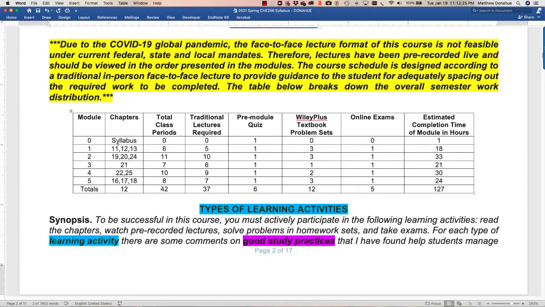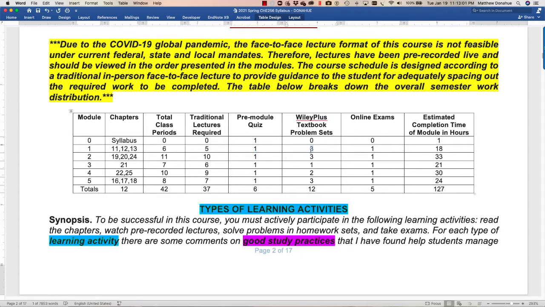So including this module 0, there are 6 total modules. Module 0 is the syllabus module. Then we're getting into the modules with the chapters. Module 1 is chapters 11, 12, and 13. And as we'll see below, that's 6 total class periods, which would normally be 5 traditional lectures if we were meeting face-to-face. You'll have a pre-module quiz that you must complete before you even start working in the module.